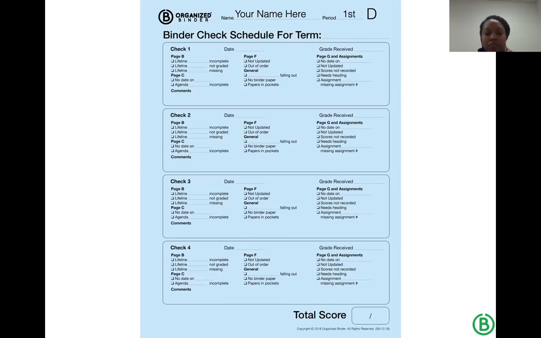Then they give it back to the student and they get to fix all of those mistakes before I come around and quickly check your binder that it looks like mine. And the reason we do this, one, is it reinforces for students organization or lack thereof, seeing it in someone else's binder.